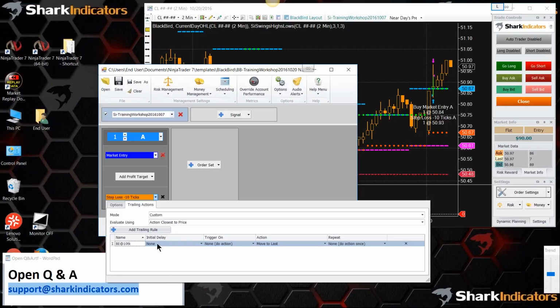So for this, we'll use an initial delay, and we'll set our initial delay to 10 ticks. And we're going to use 10 ticks in direction. So in direction means in profit in this case. Right?